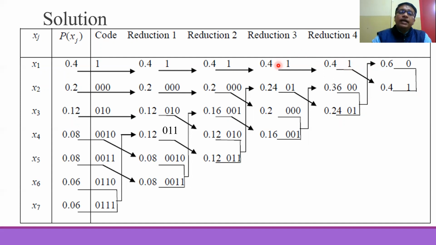This one is carried over here, and again carried over here. So that means 0.4 has the code of only 1, because it is the highest probable event, so it has the lowest number of bits.